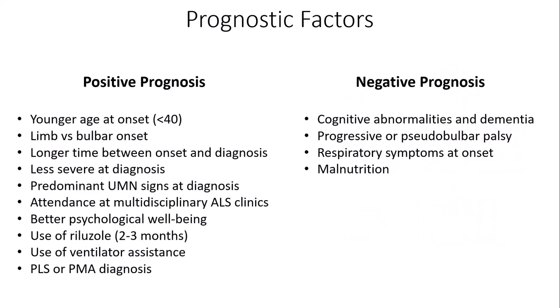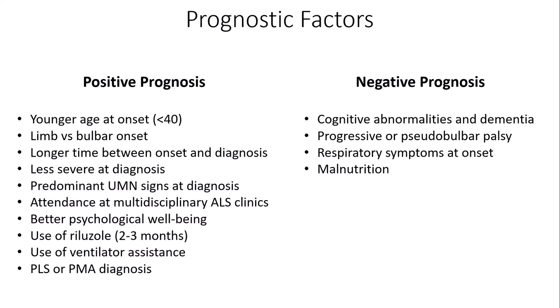And the prognostic factors that you should be aware of: a patient has a more positive prognosis if they had a younger age at onset, and that's going to be less than 40 years of age. The limb onset versus bulbar onset. Limb is going to give you a more positive prognosis, but realize already about 80% of patients are going to present with limb onset. There's also a longer time between onset and diagnosis.